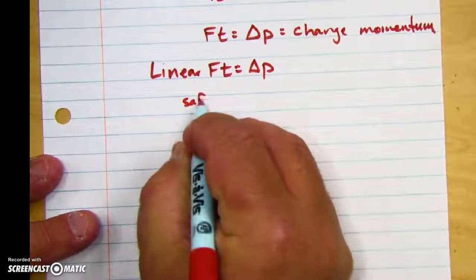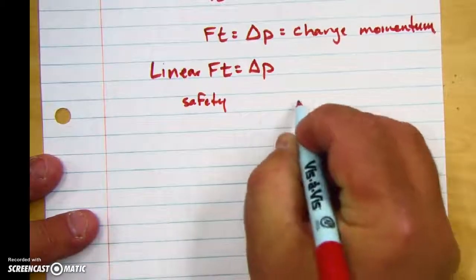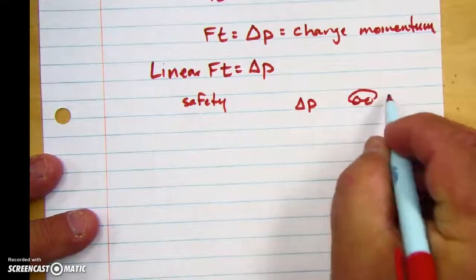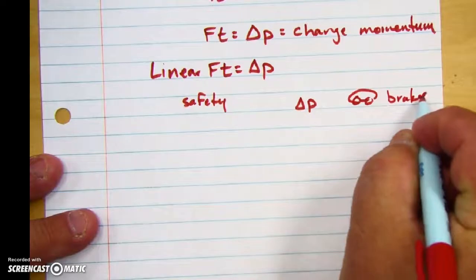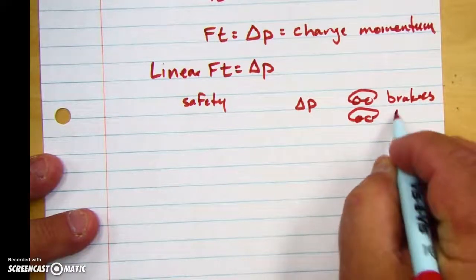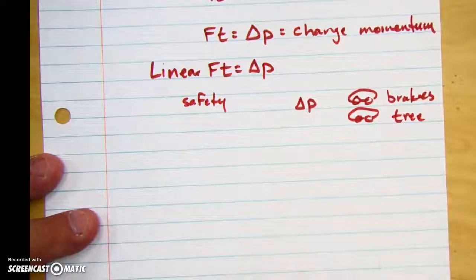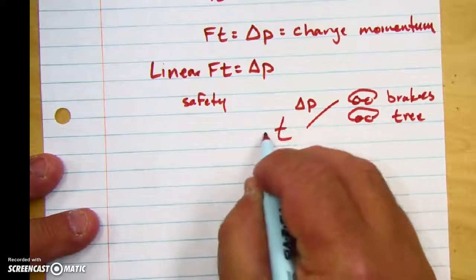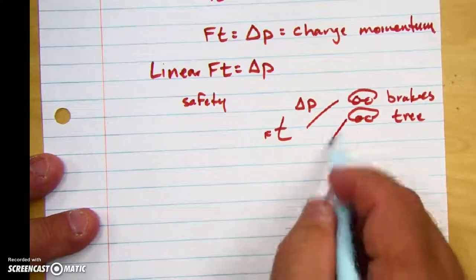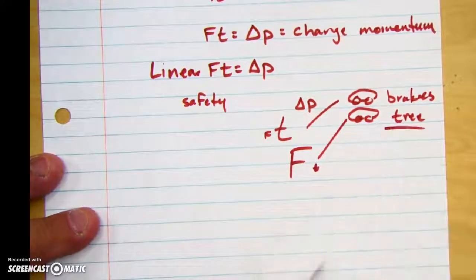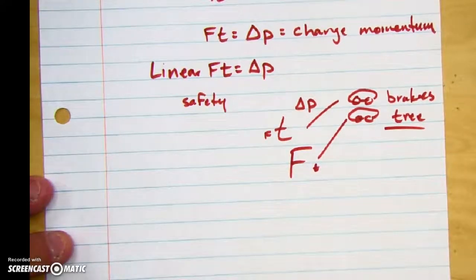Quite often in safety, delta P is going to be the same whether you use brakes or hit a tree. The difference is that with the brakes, T is long, so F is small. With the tree, T is short, so F is big. Don't hit trees. All the safety features in your car are really designed to increase the time it takes your body to stop.